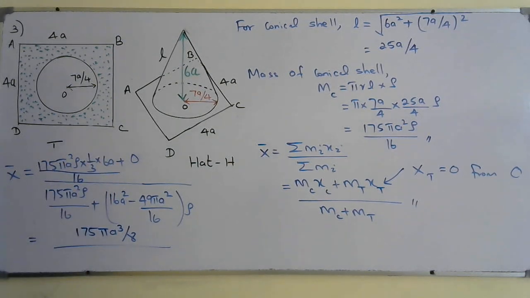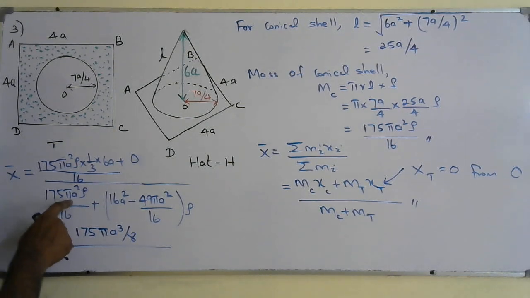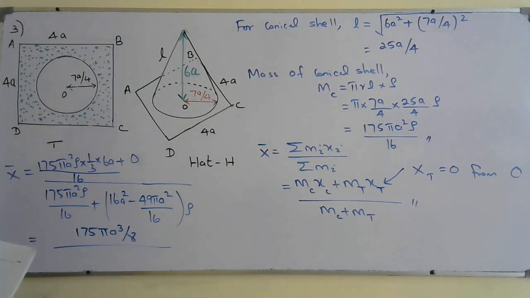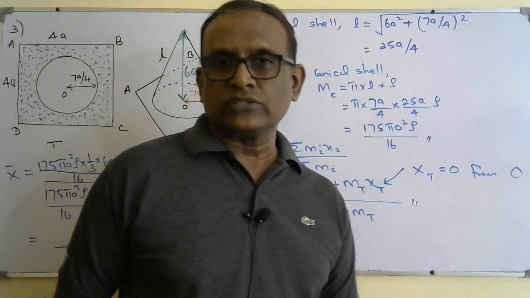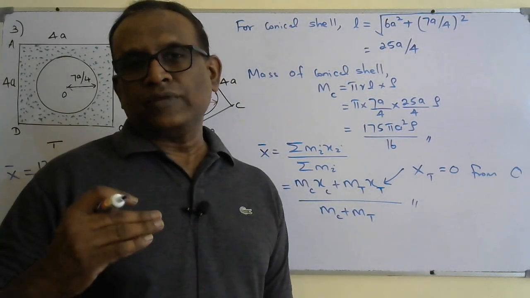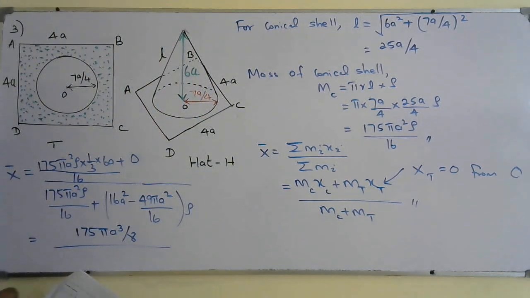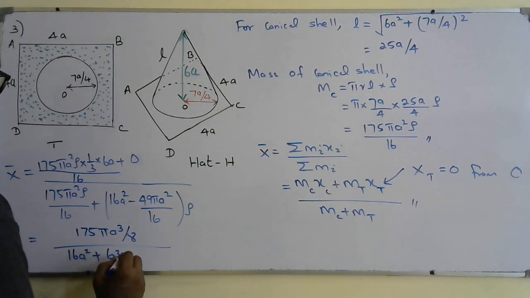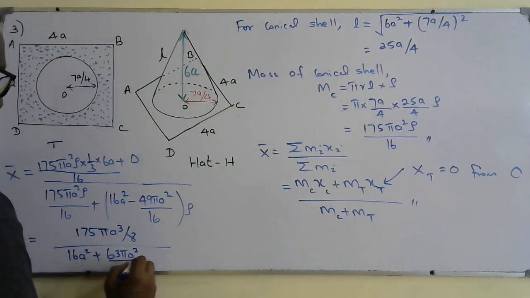Divided by 175 pi a square over 16 minus 49 pi a square over 16, rho gets cancelled. 175 minus 49 will be 126 pi a square over 16. So that will become 126 over 16, we can write 63 over 8. This 16a square will remain there: 16a square plus 63 pi a square over 8.